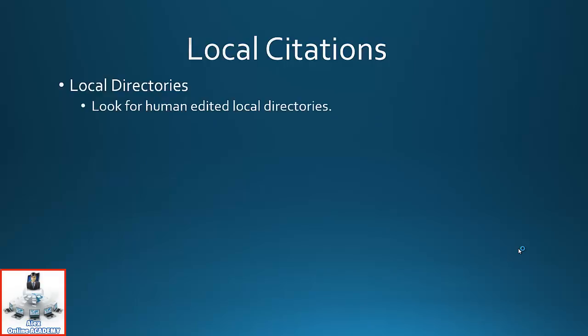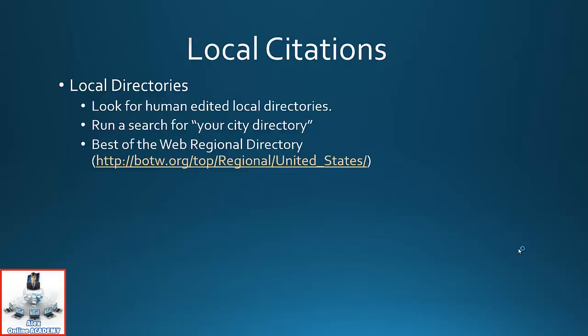Local directories is another great spot for these local citations. You want to look for human edited local directories. That's key. Sometimes the ones where you submit and it automatically gets listed tend to get stuffed with spam. So you want to look for human edited local directories, and you could do a specific search for human edited directories. Run a search for your city name and directory, or your nearest big city name and directory. The Best of the Web regional directory is one of the more popular ones.